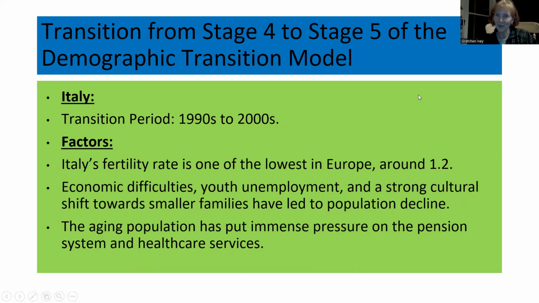Italy, there's a new one. Italy's fertility rate is one of the lowest in Europe at about 1.2. Economic difficulties, youth unemployment, and a strong cultural shift towards smaller families have led to population decline. Italy is a very Catholic nation, so that is quite significant because usually the Catholic faith encourages larger families, but that's changed a lot. The aging population has put immense pressure on the pension system and healthcare services.